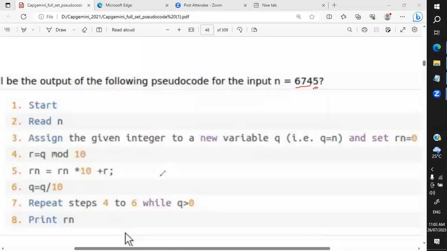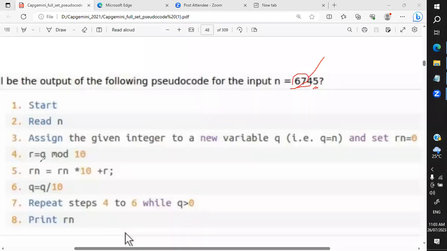For 674, what will happen? Again it repeats steps 4 to 6. 674 mod 10, you will get 4. For that 4, the result was already 5. 5 into 10 is 50, plus 4. 54 it will become. And then again, the number is made 67.